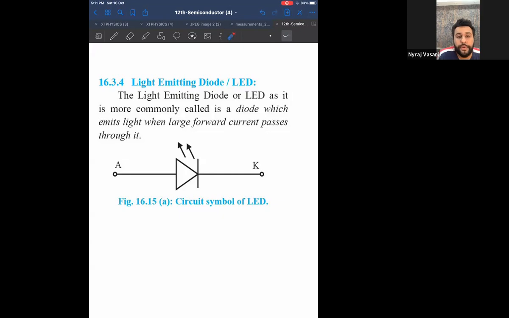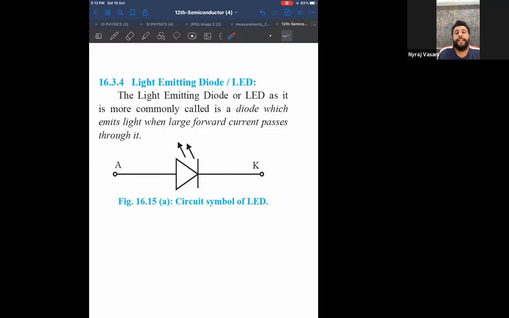What does a photodiode do? It uses light as input. LED uses electrical energy and gives out light energy. Can I say it's exactly opposite? Photodiode uses light as input, whereas LED gives out light as output. That is why the symbol of LED is this. Okay, and what is the definition of LED? The light emitting diode is one which emits light when a large forward current passes through it.